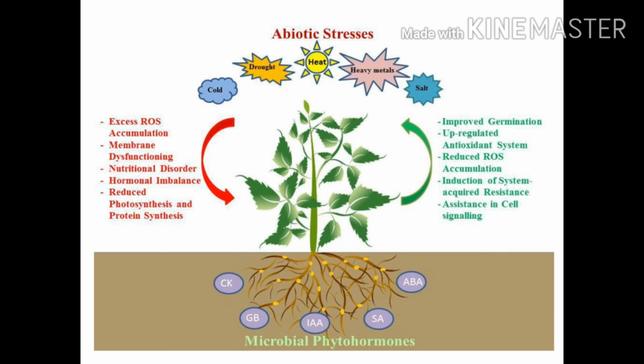When you apply the beneficial microorganisms, they will synthesize cytokinin, gibberellic acid, indole acetic acid, salicylic acid and abscisic acid in the root zone area of the soil, which will help in improved germination, upregulated antioxidant system, reduced ROS accumulation and induction of systemic acquired resistance, and finally assist in the cell signal.